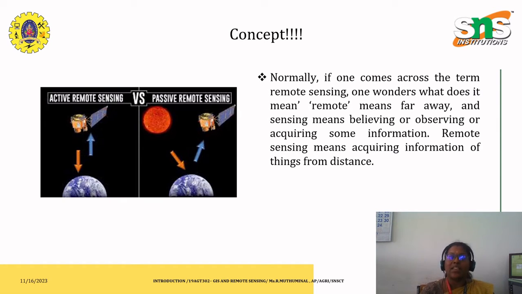So normally, if one comes across the term remote sensing, we always think of remote, that means far away, and sensing means observing or acquiring some information. Here I would like to quote an example: whenever we operate a television, what do we do? We use a remote. We operate it with the help of the rays passed from the remote, and the channel will obviously change whenever we press an option on the remote, right? This is what happens in remote sensing too.